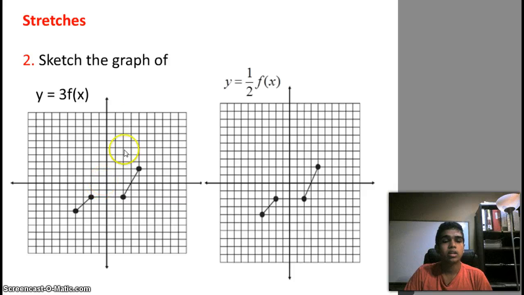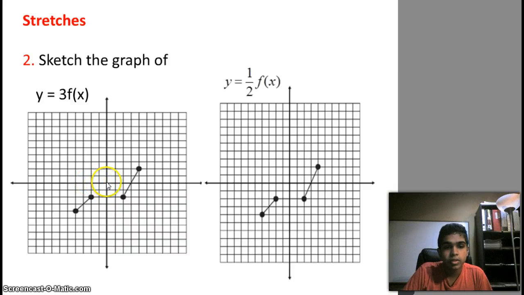Now this is an example of a stretch. Since it's outside, this is the a value 3, which means it's a vertical stretch. So it's either going to get taller or shorter depending on the number. Since it's greater than 1, this means it's going to get taller. All that means is you're going to multiply the y values of the points by 3.